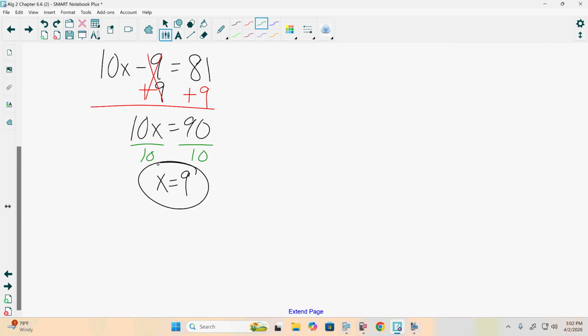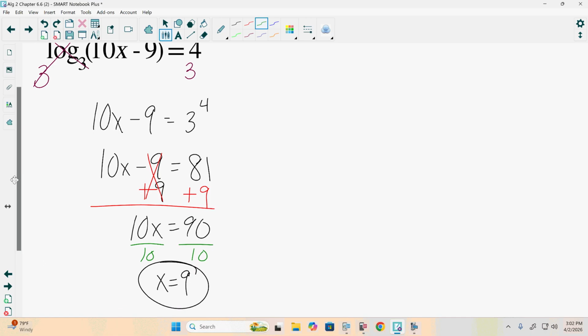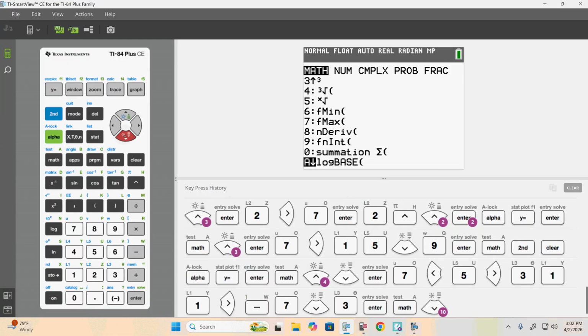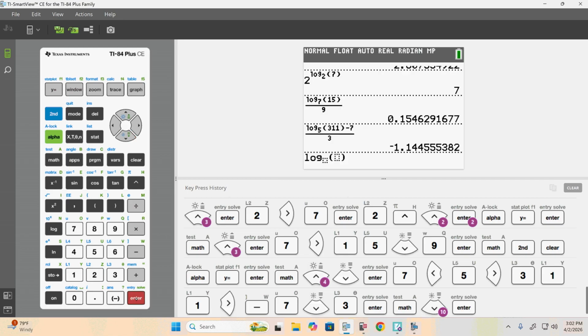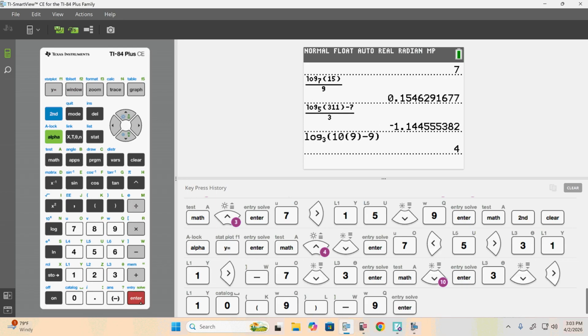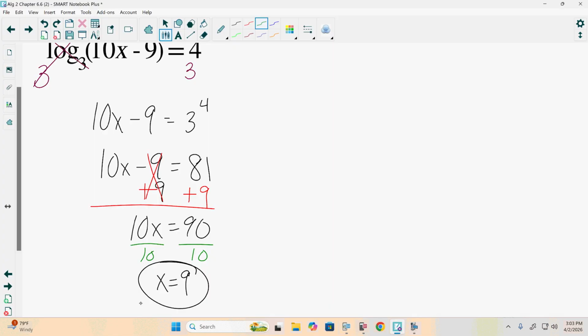That's it. Log base 3 of 10 times 9 minus 9 is 4. Is that what we said it's supposed to be? Yep.